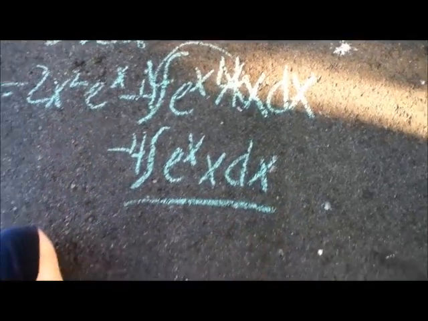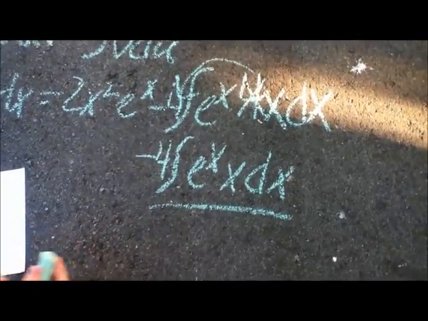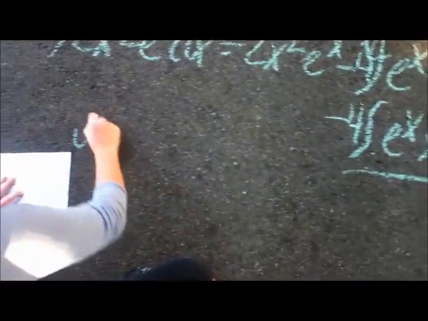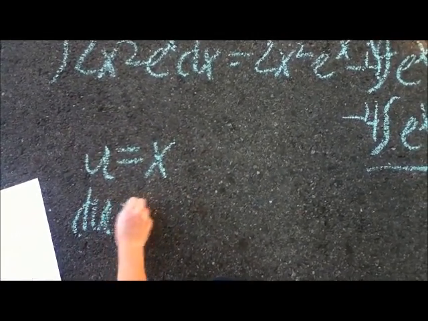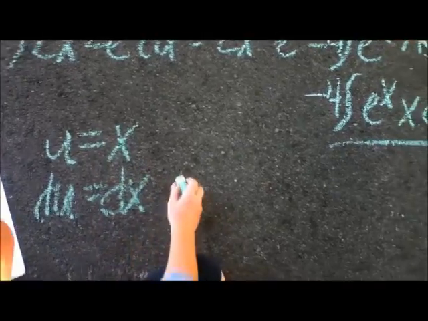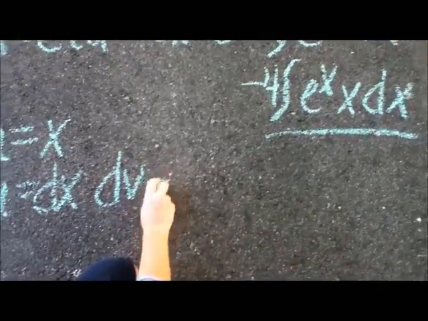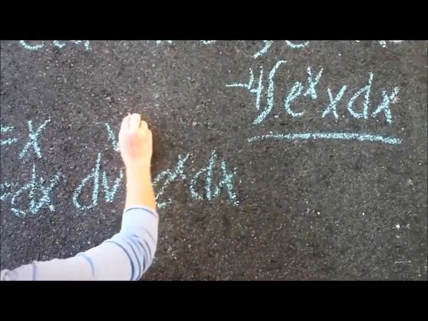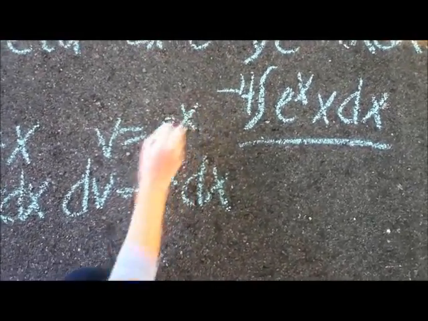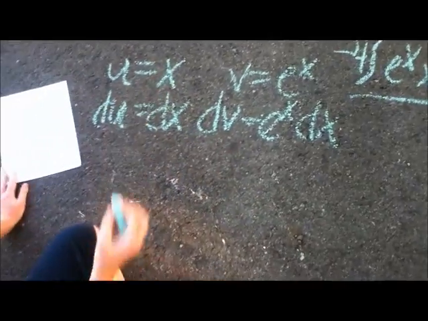So with this one, we need to do u and v again. So the u will equal x, so du will equal dx, and dv will equal e to the x dx again, and v will therefore equal e to the x. So now we pull off what we had earlier.